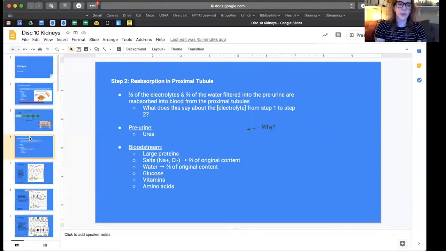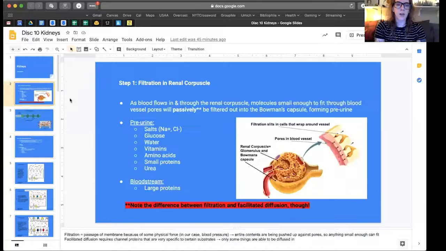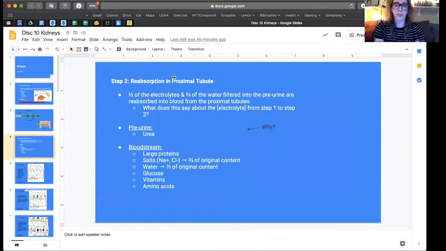Okay, so step two, we go to the proximal tubule. In step two, what we're trying to accomplish is to harness back a lot of what we just formed the pre-urine with, because things like salts, glucose, water, and vitamins are all things we actually need for other purposes. It's probably easier, and selected for, to retain and reuse them rather than excrete them and build them up from scratch again. So ultimately we are using this step to claim back what we want.